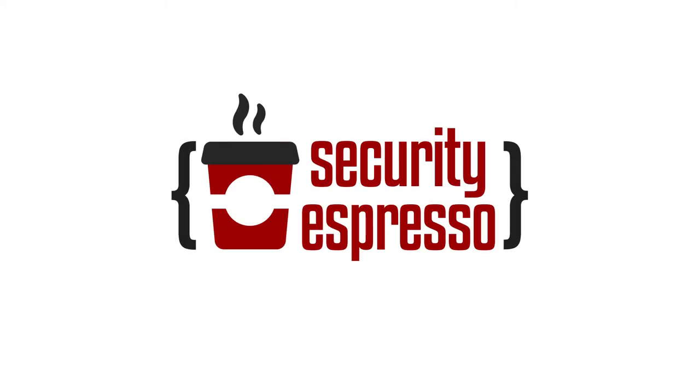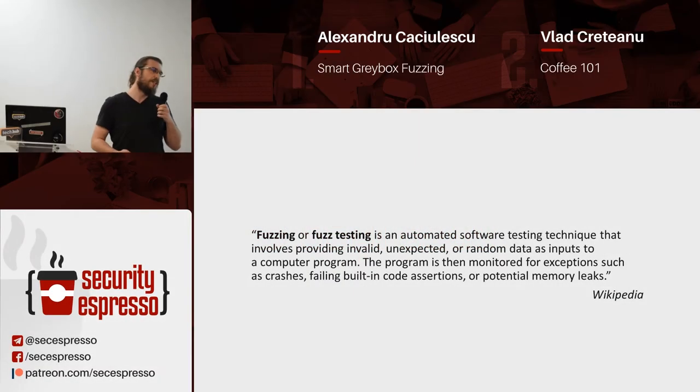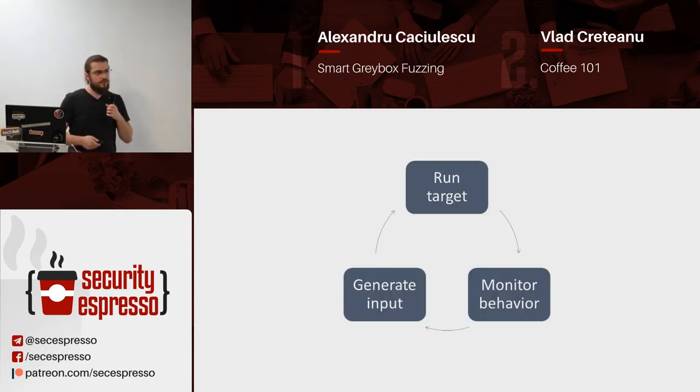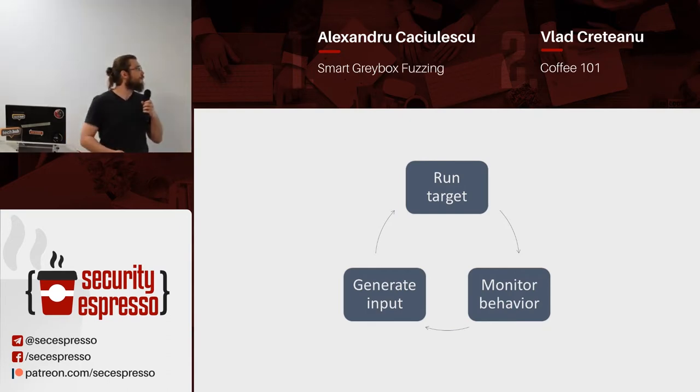But what is fuzzing? So what do you want to do? We want to test the program to see if it behaves correctly. So how do we do it? We basically attack it with inputs. And let's see a bit more of a visual approach. Let's say you have a target program, right?